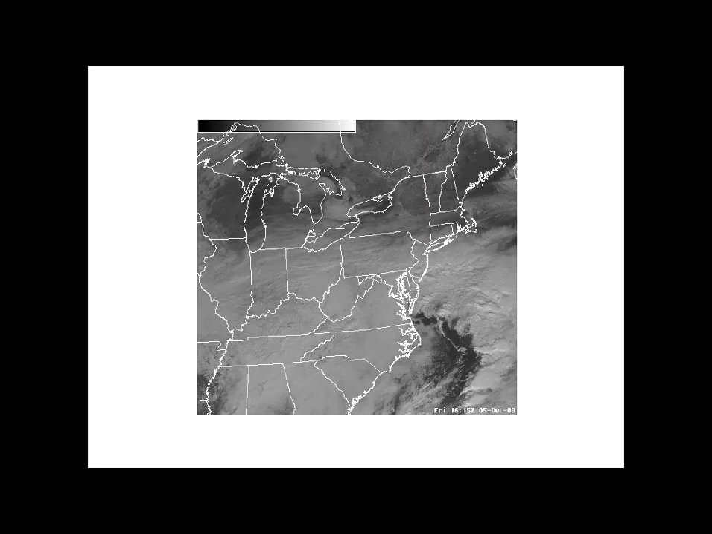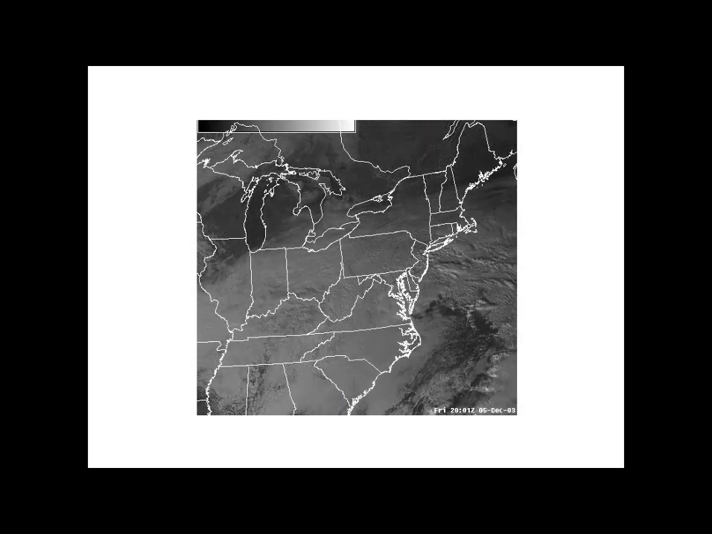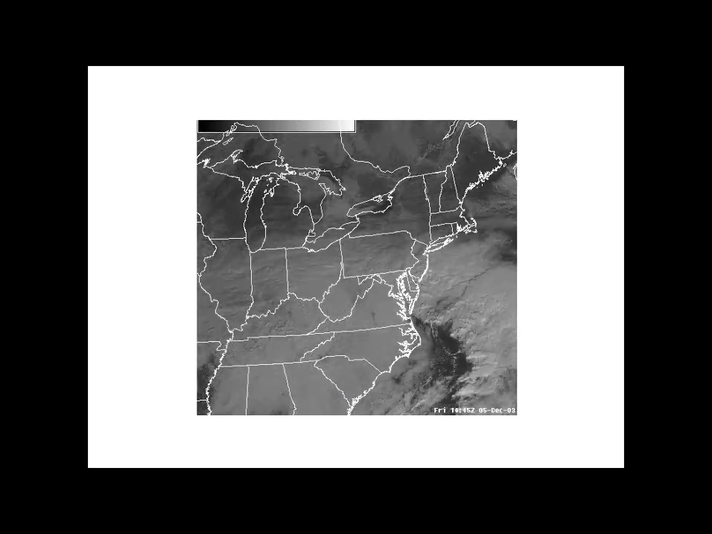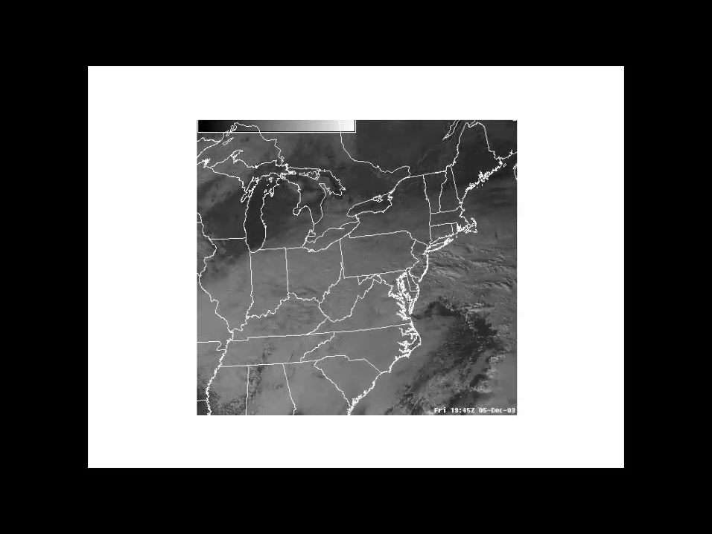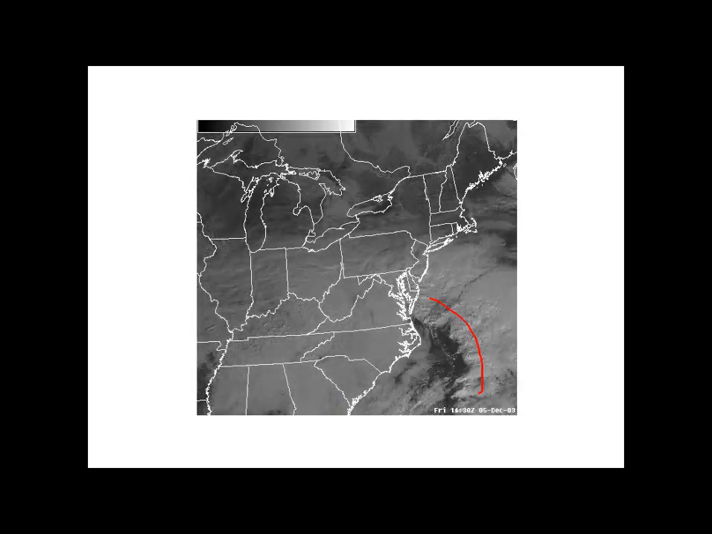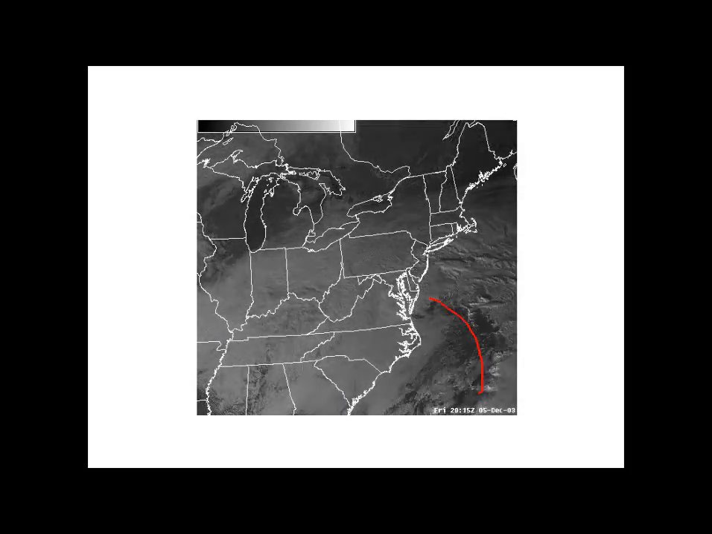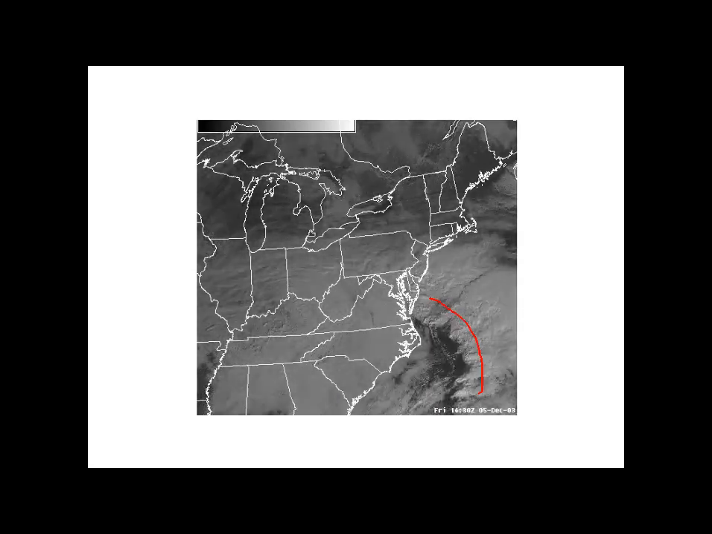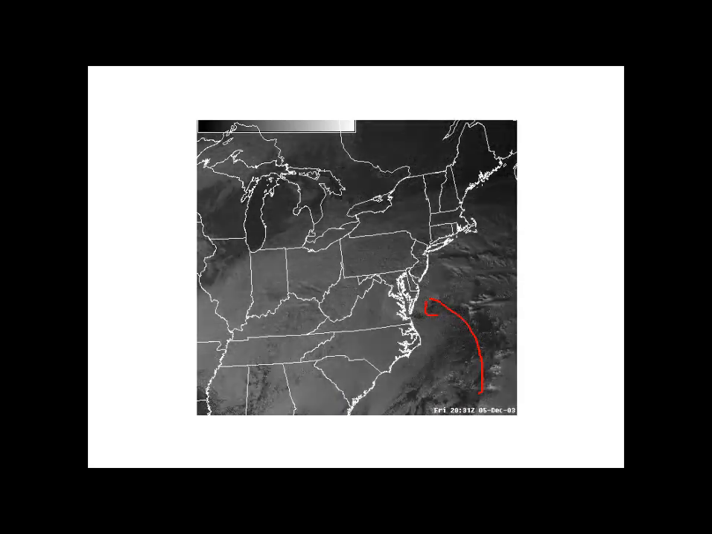Now let's go to the visible loop, and what I want to do here is just increase the speed of the loop and rock it back and forth. And you can see the warm conveyor belt very well defined here just off the coast with quite a bit of convection in it. You can also see the surface low here pretty easily just east of Virginia.